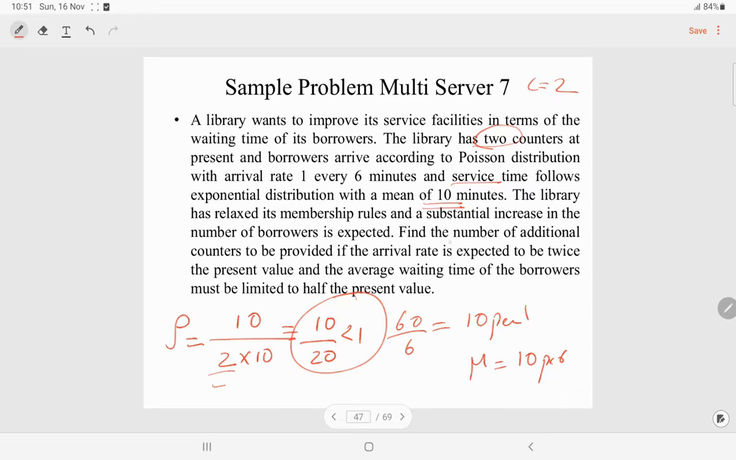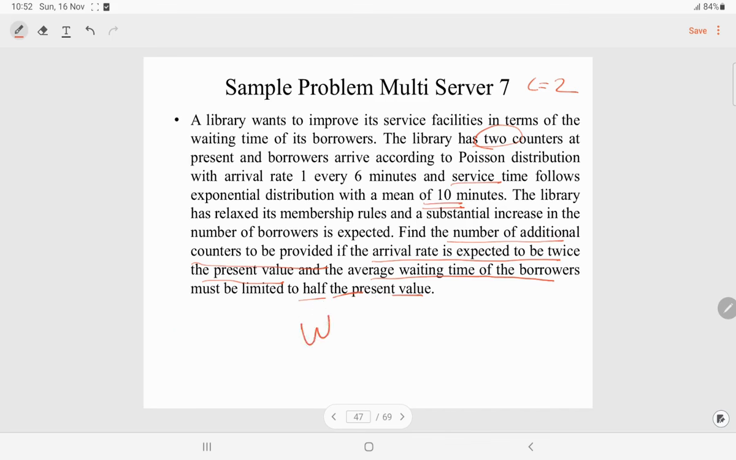So we need to find the number of additional counters to be provided if the arrival rate is expected to be twice the present value, and the average waiting time of the borrowers must be limited to half the present value. So here also the WQ has to be determined because it has to be half the present value. First of all we need to find the present waiting time using lambda equal to 10, C equal to 2 and mu equal to 20.